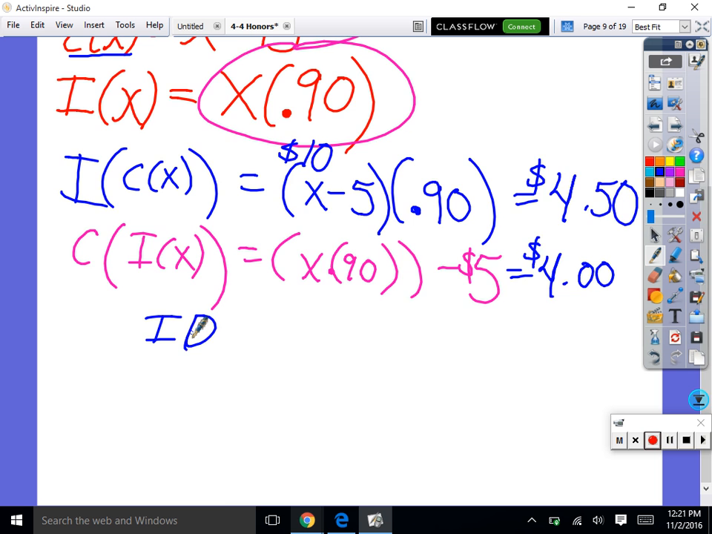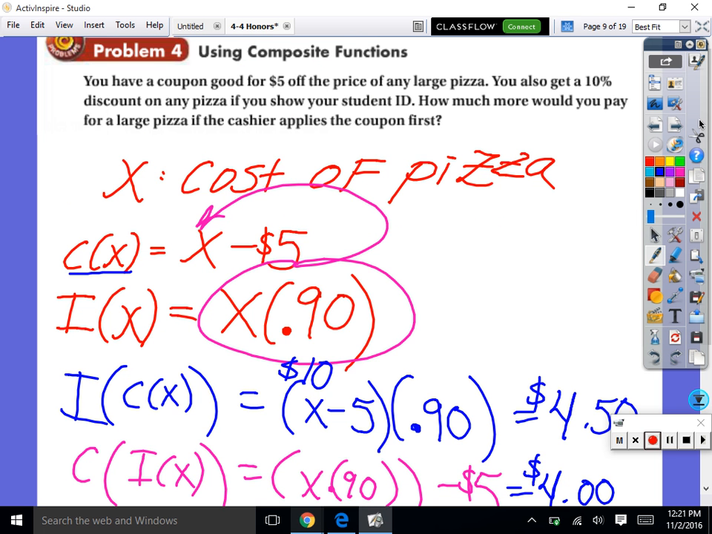Okay, so we would say the ID was better, and better by 50 cents. I don't remember what the question was. How much more would you pay? 50 cents. That was the answer, for a large pizza.